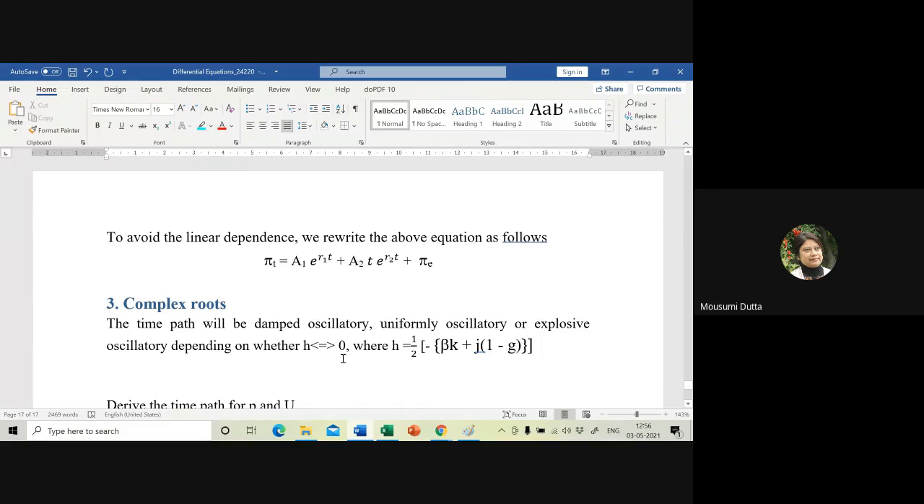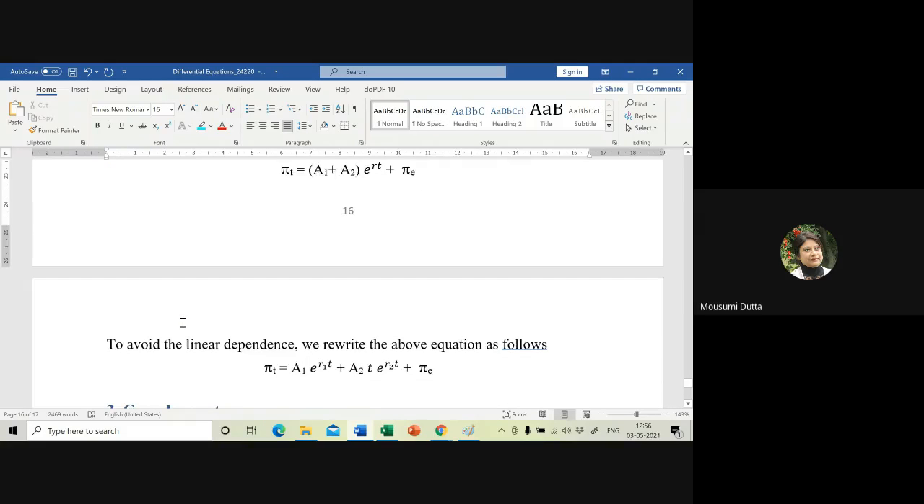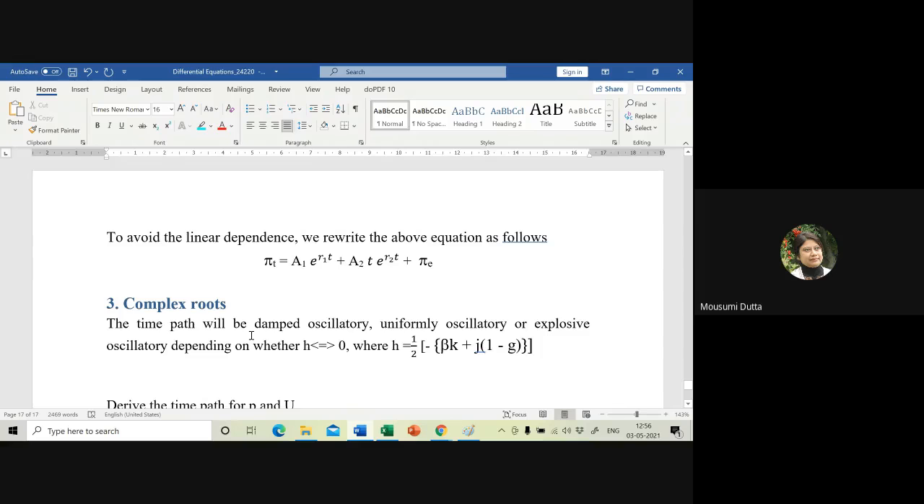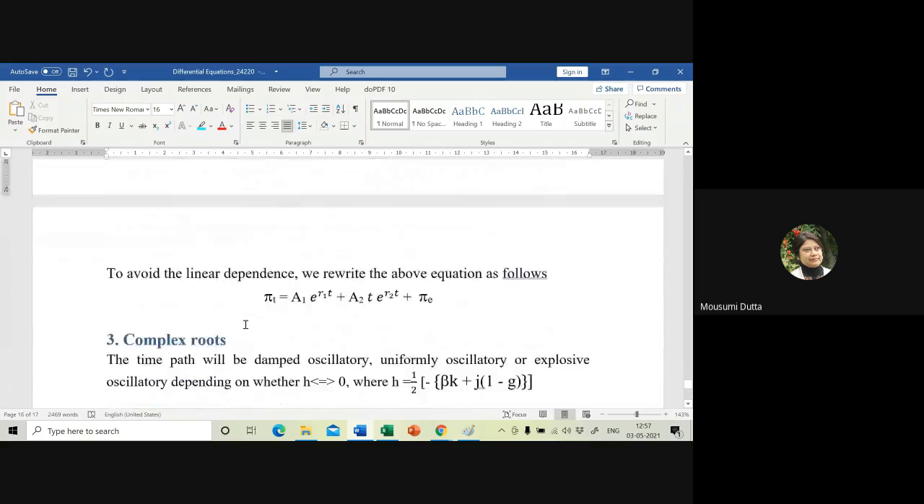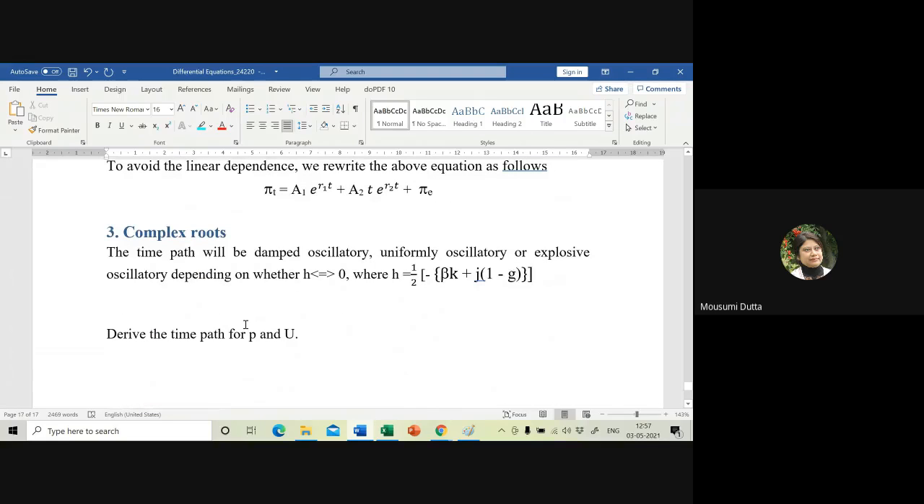Remember, as long as the roots are real, you will have a monotonic time path. If the roots are complex, as I hope you understood from the property of the unit circle, the time path will be cyclical in nature. In that case, you cannot have a monotonic time path; you will only have a cyclical time path. So extend this analysis further in your own way, so that every point becomes understandable to you. Along with that, derive the time path for P and U, the inflation rate and the unemployment rate.